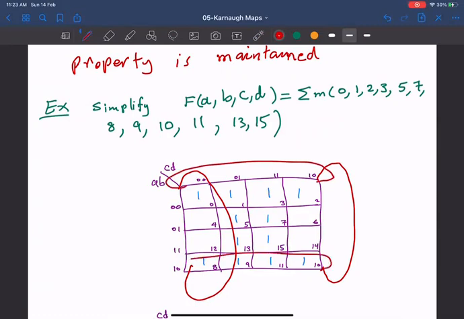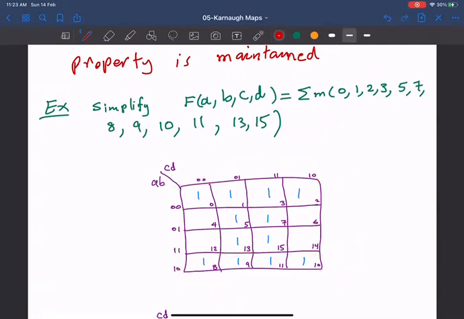Forgive my drawing skills, maybe I'm not a good illustrator, but you get the idea. The idea is that this K-map actually looks like a torus or a donut.